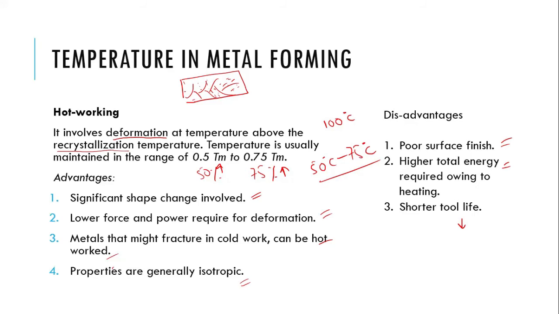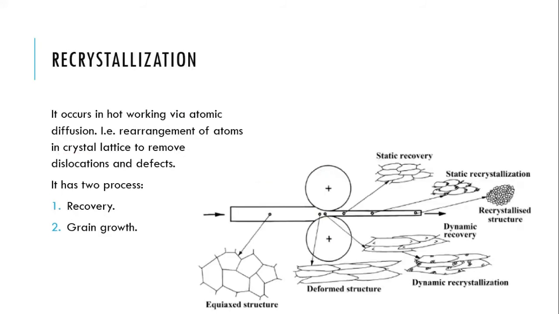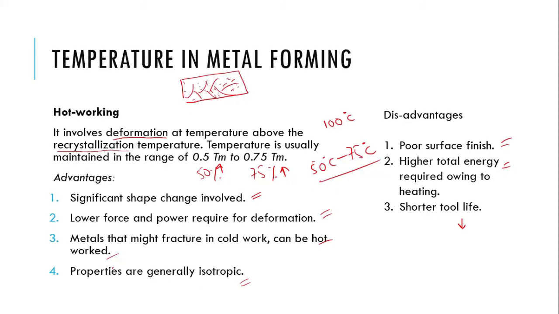So we have clarity over the hot working and the cold working. And the last one is the warm working. The warm working, if you see, if a material is generally very brittle, and if you directly perform the cold working on such material, there's a possibility it will fracture.